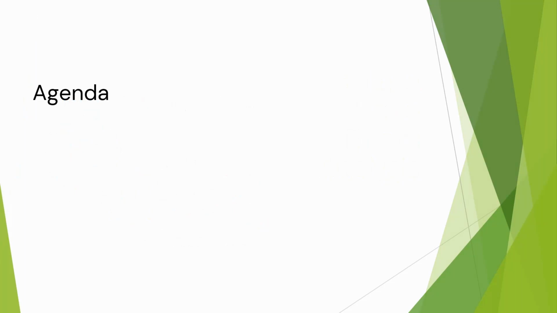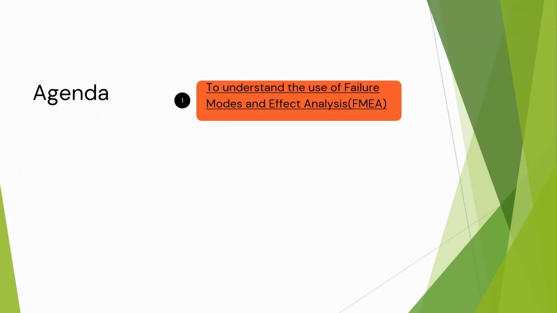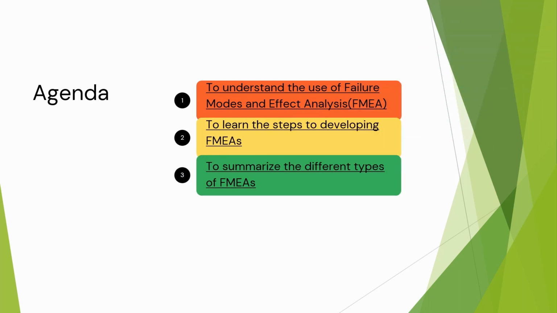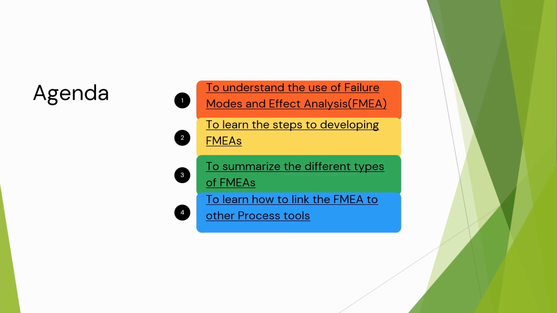The agenda of this session is: 1. To understand the use of failure modes and effect analysis, FMEA. 2. To learn the steps to developing FMEA. 3. To summarize the different types of FMEA. And 4. To learn how to link the FMEA to other process tools.